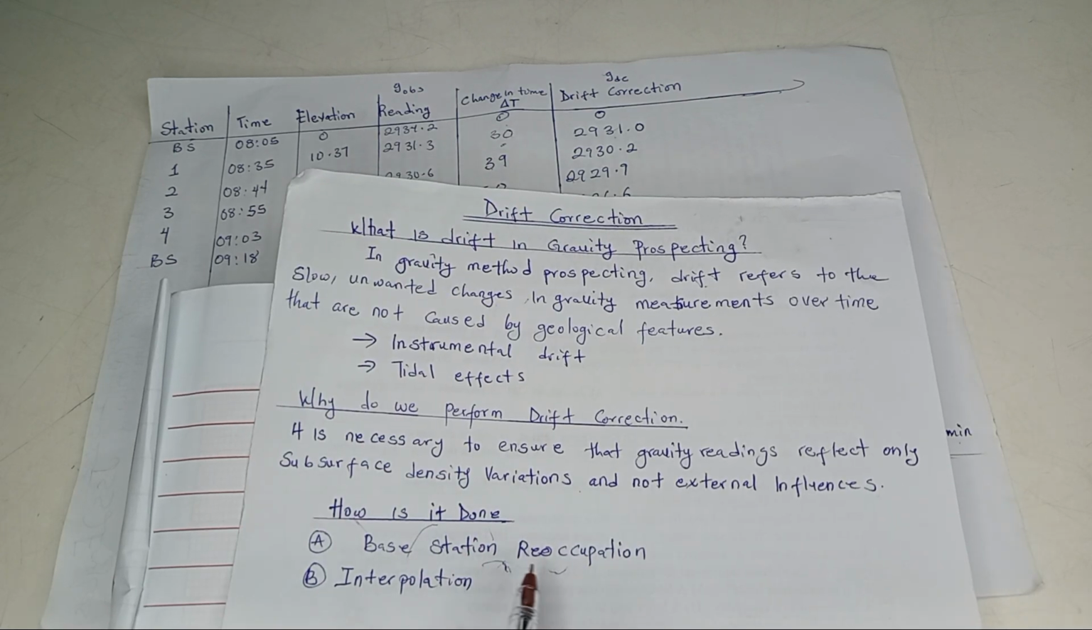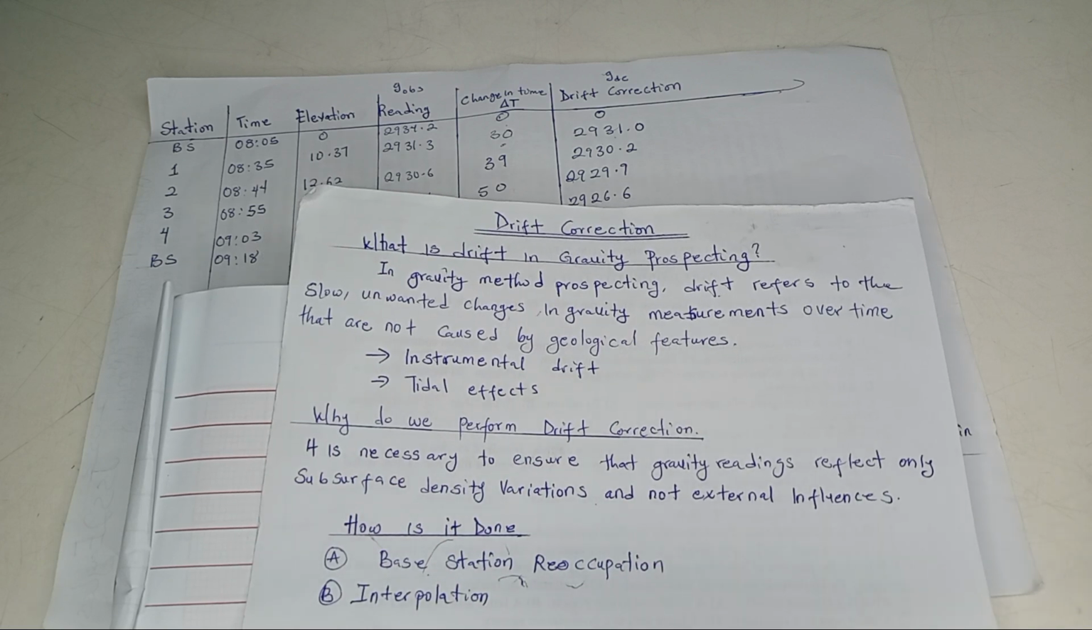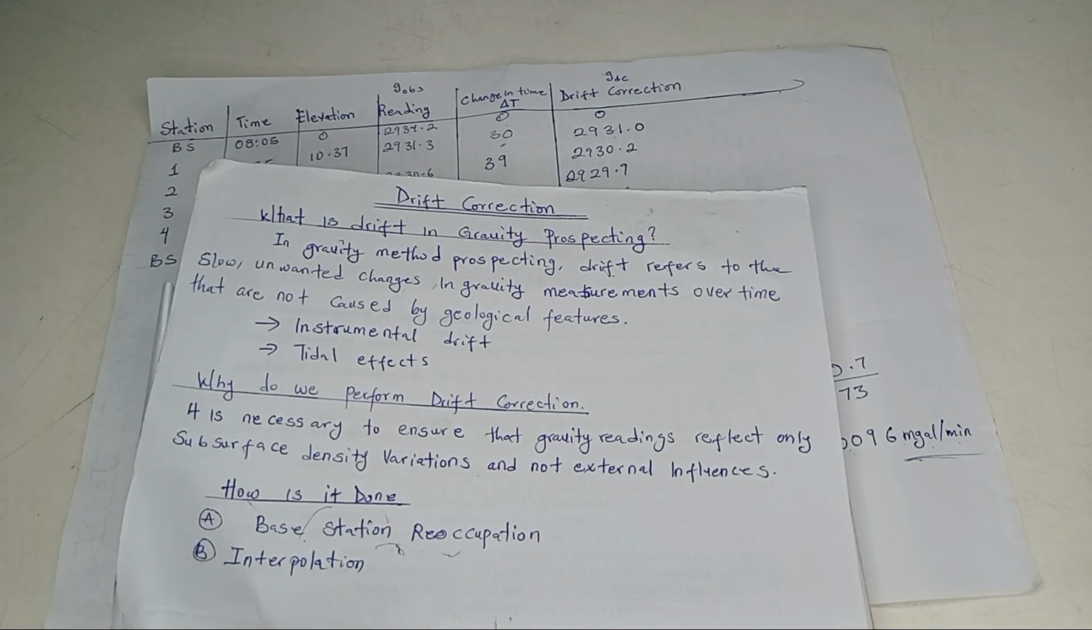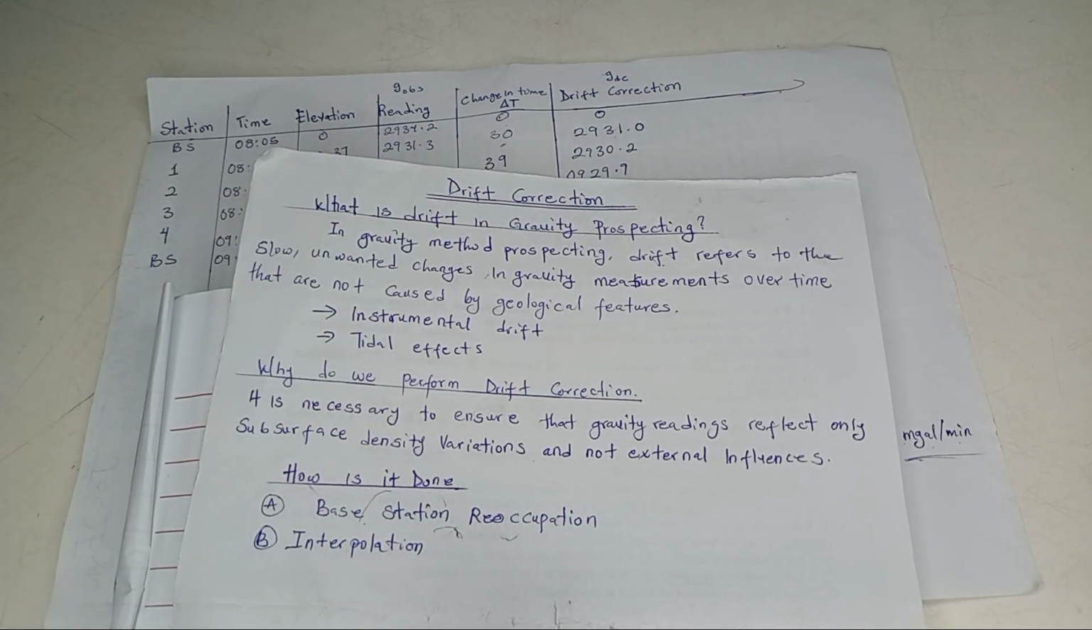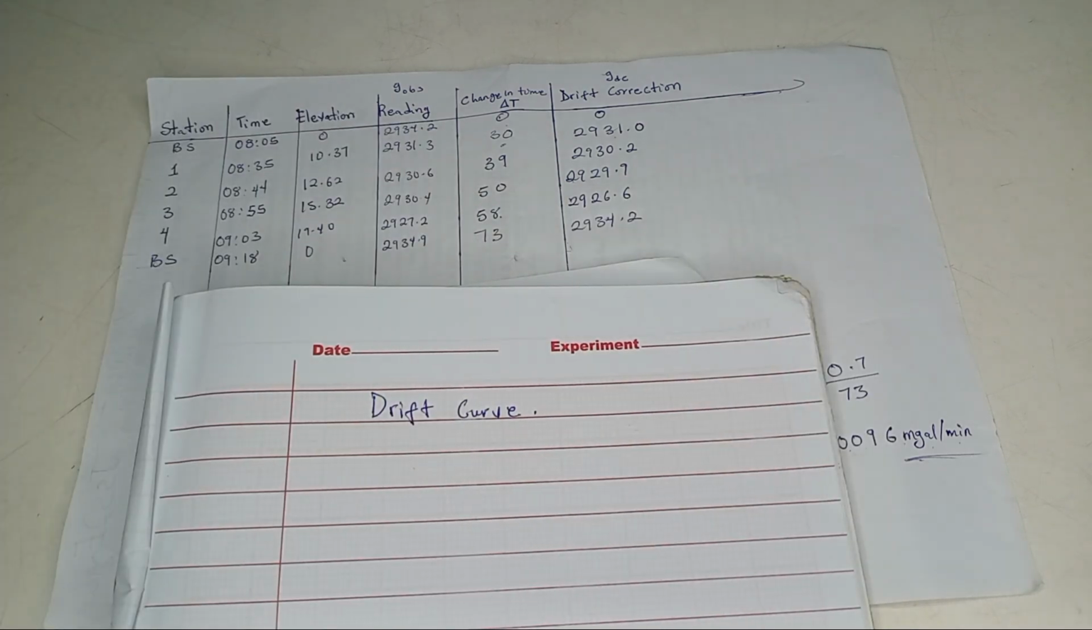You remember in the last video, I told you how you correct your drift. One of the ways to correct your drift is by what? Reoccupying your base station. You have to go back to the base station and reoccupy it again and again. So your drift curve contains only your gravity reading. That's what you're going to plot, and you're going to plot it against what? Time. Remember, for your drift curve, you're only plotting your gravity reading.